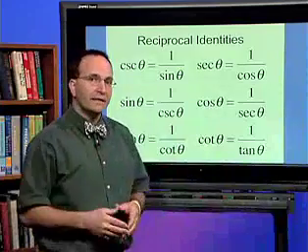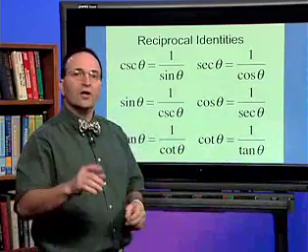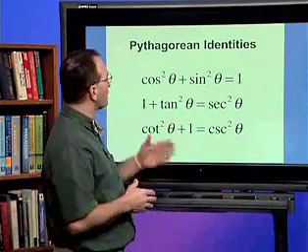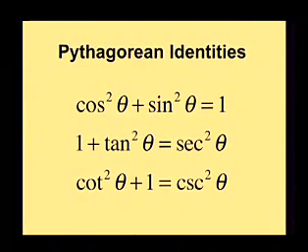Well, there are some more identities that I want to show you, and they're called the Pythagorean identities. And they work like this. Cosine squared of theta plus sine squared of theta is equal to 1. 1 plus tangent squared theta is equal to secant squared theta. And cotangent squared theta plus 1 is equal to cosecant squared theta.